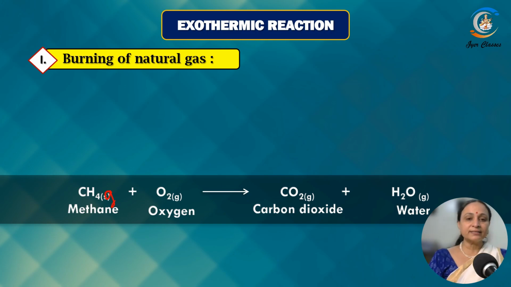Now let us see the example of burning of natural gas. Natural gas is generally found in petroleum wells. When you have these petroleum wells, from where you get petrol, but before the petrol is obtained, the gas above it is taken out and filled into cylinders, and that is used for burning. Mainly this natural gas will have methane in it in gaseous form.